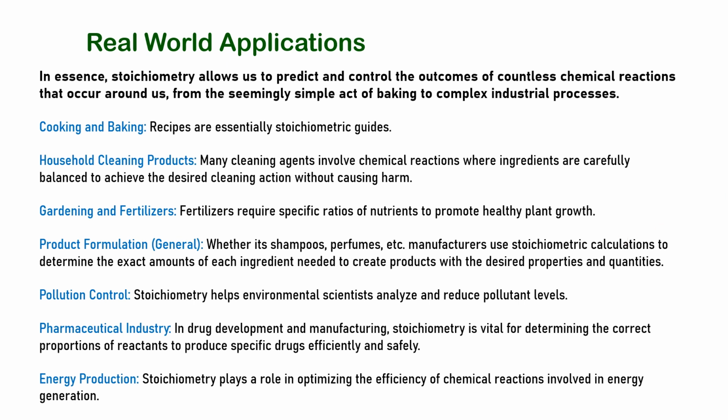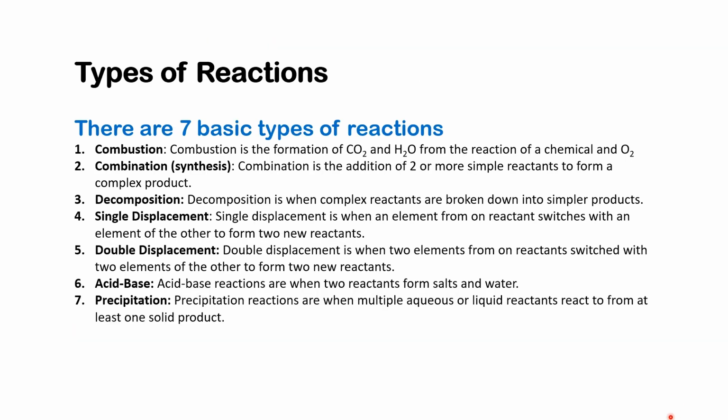And our last example is energy production. Stoichiometry plays a role in optimizing the efficiency of chemical reactions involved in energy generation. For example, controlling the ratio of fuel to oxygen in combustion reactions for power plants is crucial for maximizing energy output and reducing emissions. And now we come to the types of reactions.